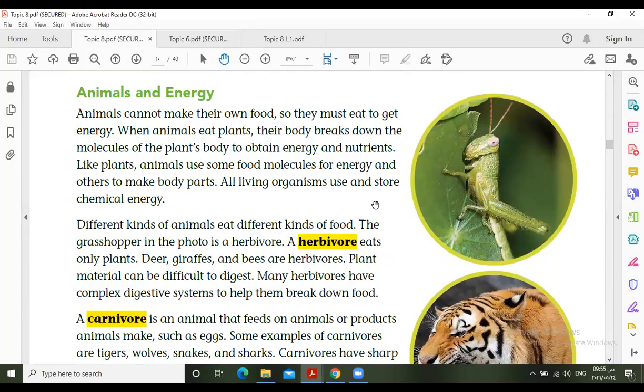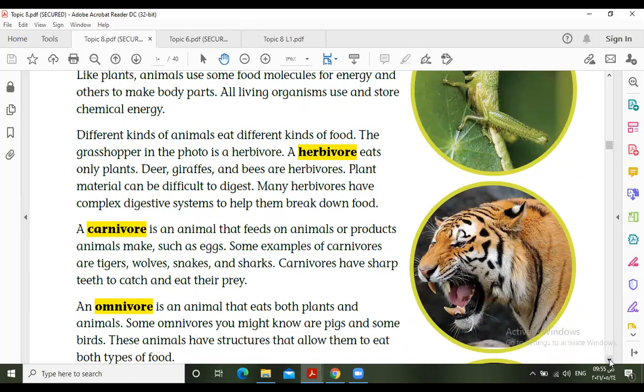Okay, animals are different from plants because animals cannot make their own food. They cannot do photosynthesis. So they get energy in two ways: either by eating plants or by eating other animals, or some animals eat both plants and animals. Animals cannot make their own food, so they must eat to get energy. Now, different kinds of animals eat different kinds of food.